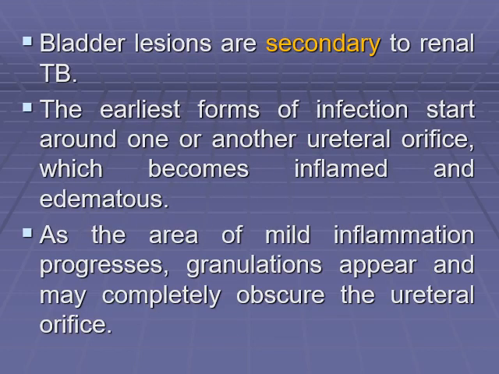The bladder is also secondary to renal tuberculosis. The earliest form of the infection starts around one or other ureteric orifice, which becomes inflamed and edematous.